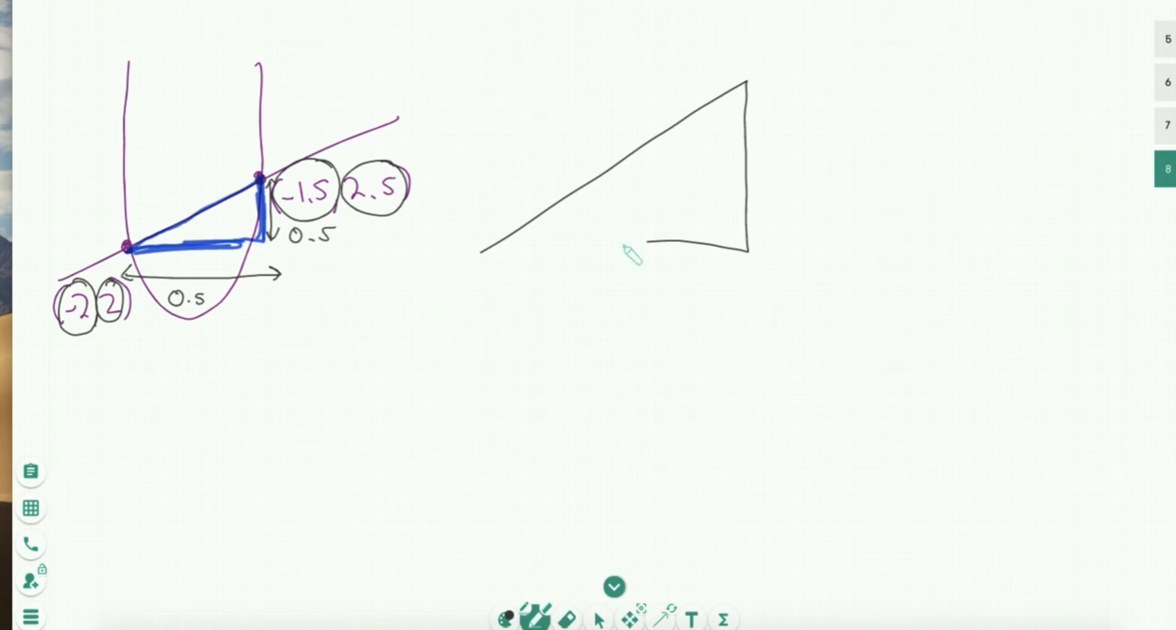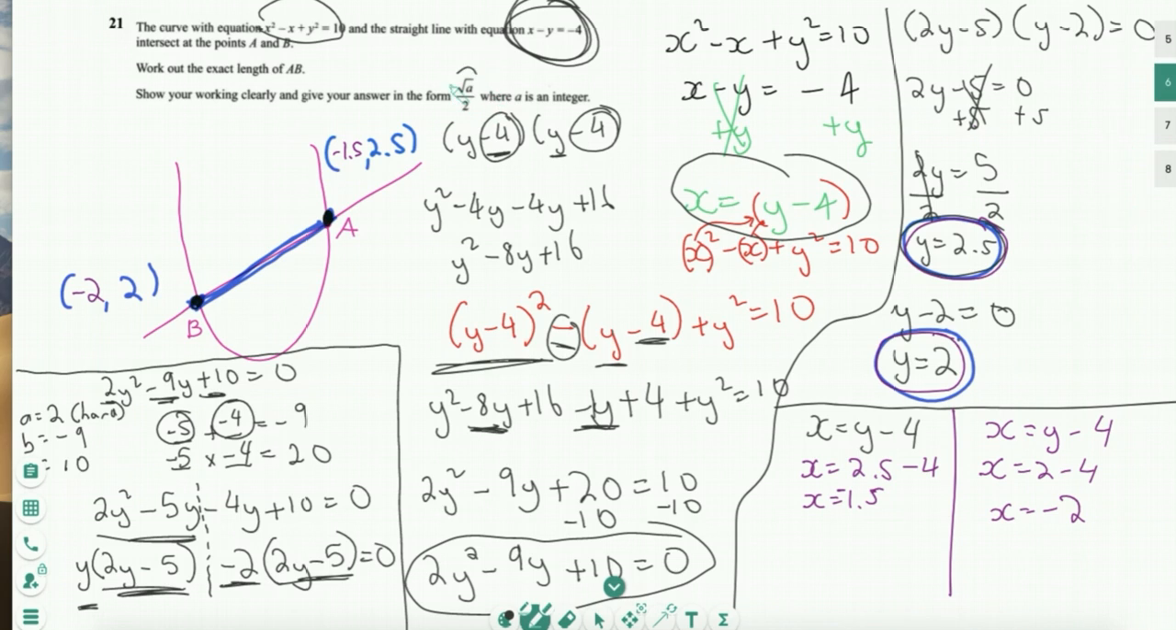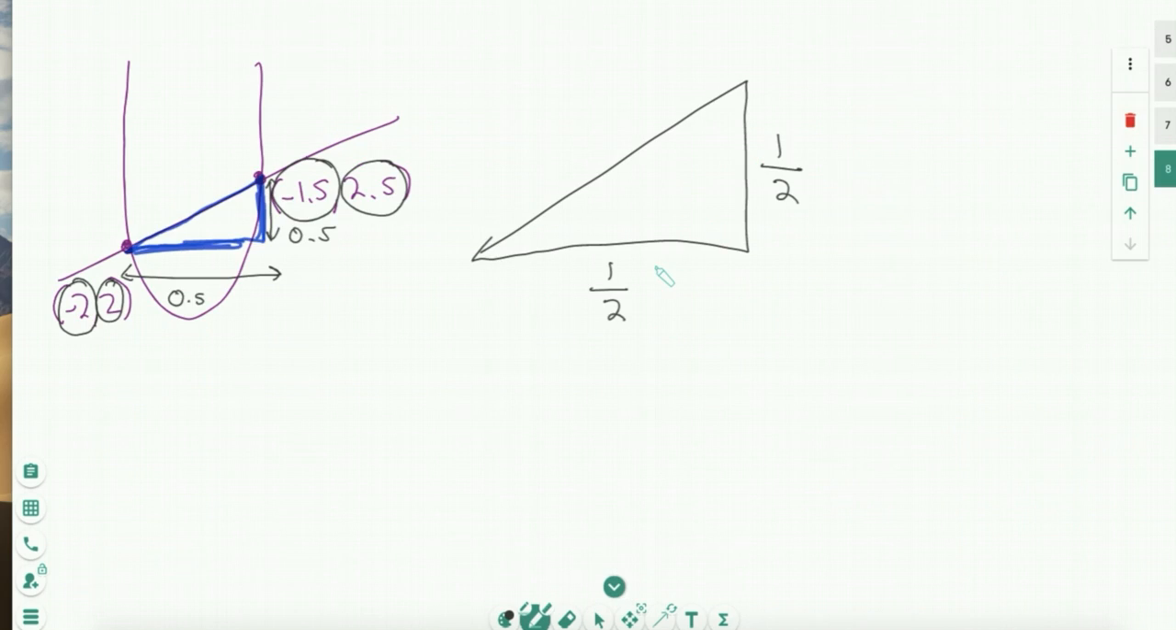So we can draw a triangle. We know this length is 0.5, which is 1/2. And we know this length here is 0.5, which is 1/2. I'm converting them into 1/2 because I see they want my answer as a fraction. So I'm converting my decimals into fractions. And we can just use Pythagoras. Because we have a right angle triangle, we have the a value, we have the b value, and we want to find the c value.